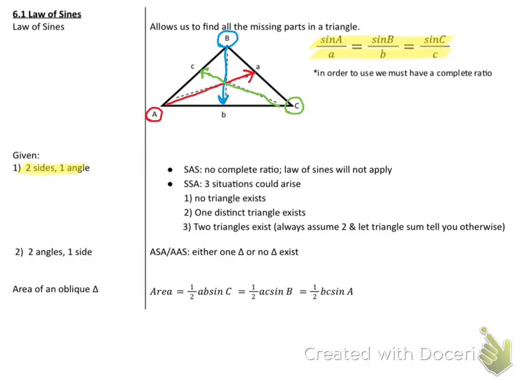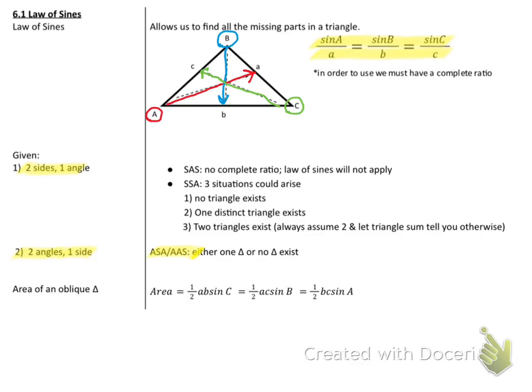Then we've got side side angle. This should look familiar from back in Integrated One, when we couldn't use side side angle or angle side side as one of the triangle congruences, because there's a possibility that you technically have two triangles that satisfy the given information. So we'll talk about that in a minute. Then we've got two angles and one side. So angle side angle, we have either one or no triangle exists.